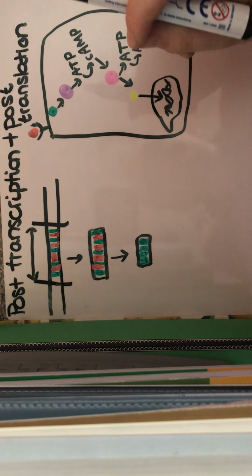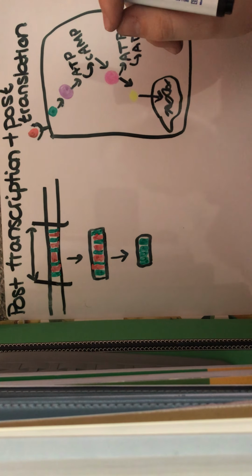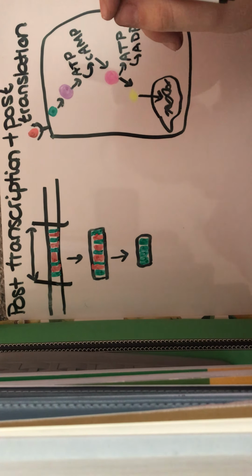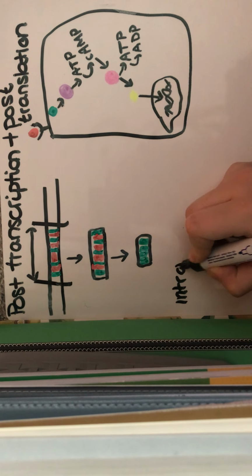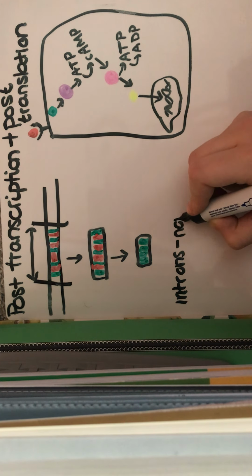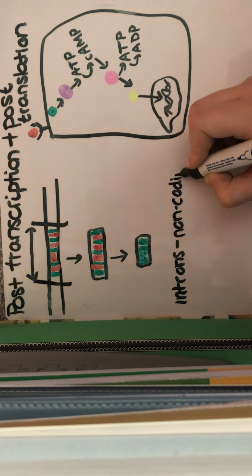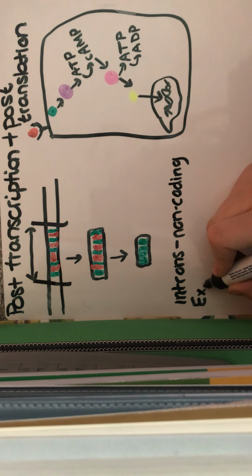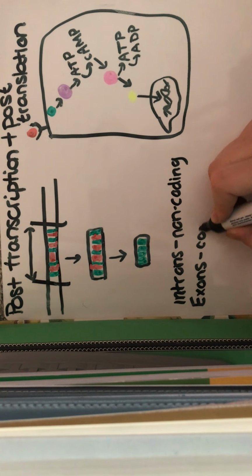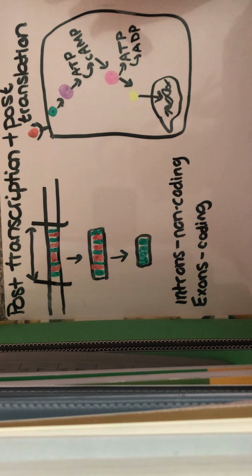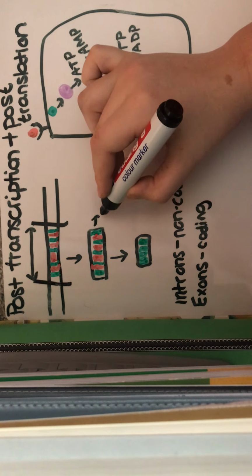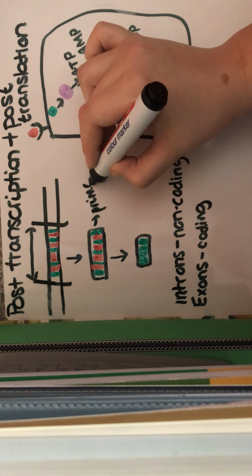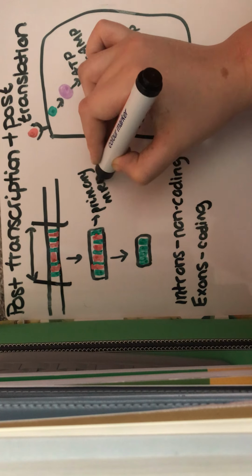So the introns are the non-coding regions, and the exons are the coding regions. So all of this is transcribed initially, which is what we've got here. This is primary mRNA.